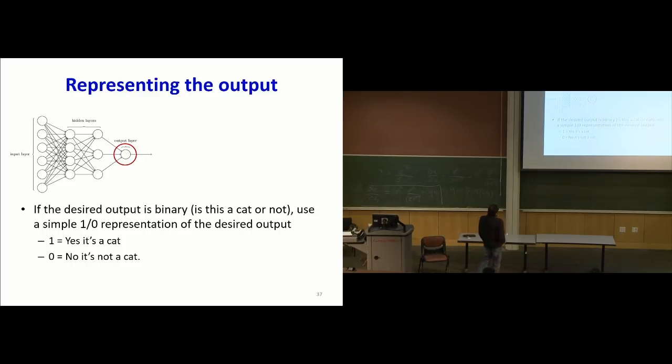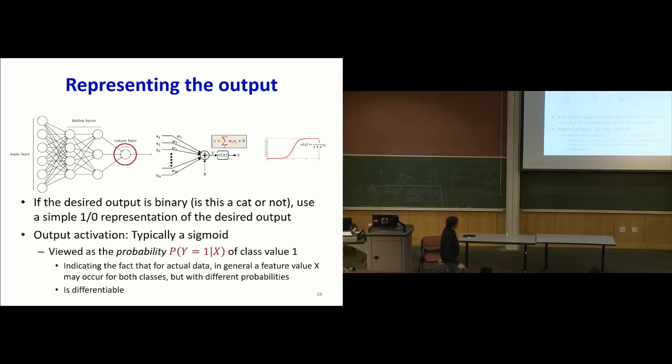So for example, if I were trying to analyze images and determine whether this was an image of a cat or not, then the output must be 1 if the image is a cat, and 0 if it is not.